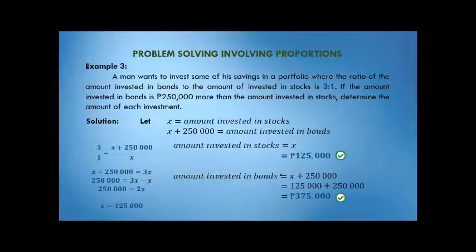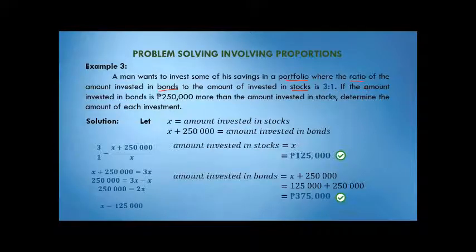Now, let's have another example. We have example number 3. A man wants to invest some of his savings in a portfolio where the ratio of the amount invested in bonds to the amount invested in stocks is 3:1. So, ibig sabihin, unang binanggit yung amount sa bonds, so that is 3. Pangalawa yung amount sa stocks, which is 1. So, the ratio of the amount invested in bonds to stocks is 3:1.